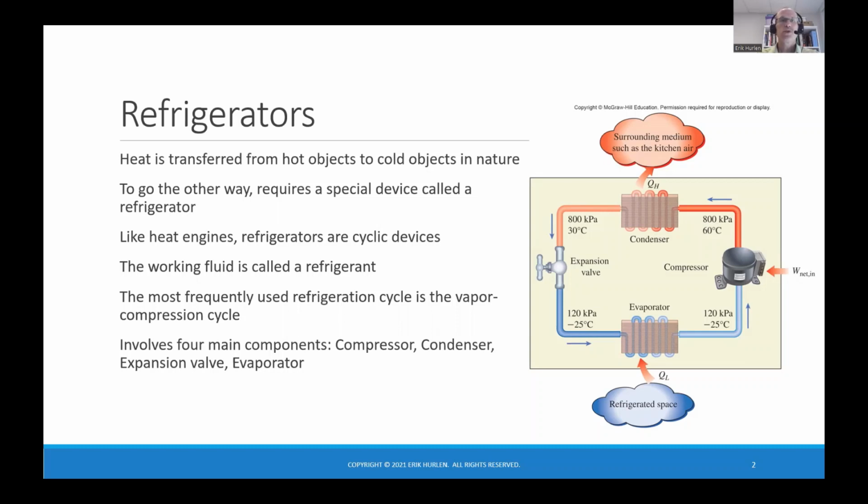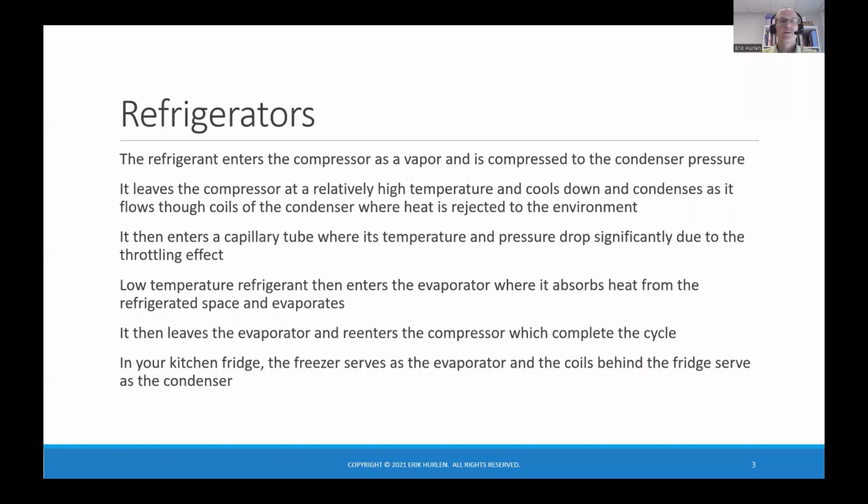This requires an input of energy. The most common type of refrigerator is a cyclic device using the vapor compression cycle. This involves four main components. Work is put into a compressor, which both heats and compresses the working fluid. Energy is then rejected to a hot reservoir, usually the surrounding air, hot being a relative term. This cools the working fluid, usually into a liquid, without changing the pressure.